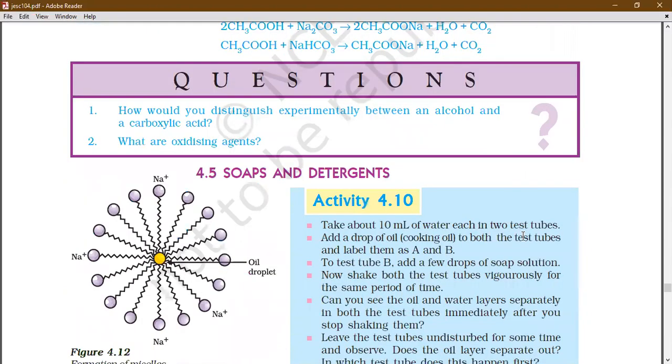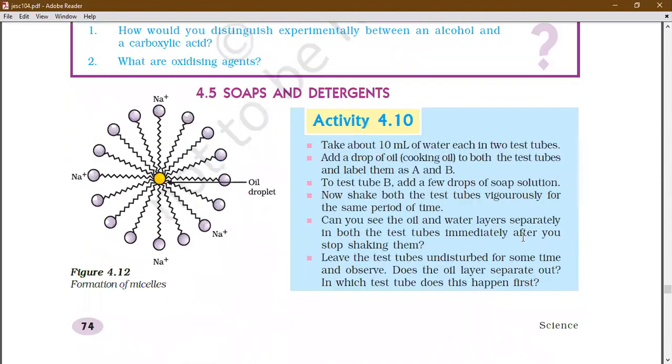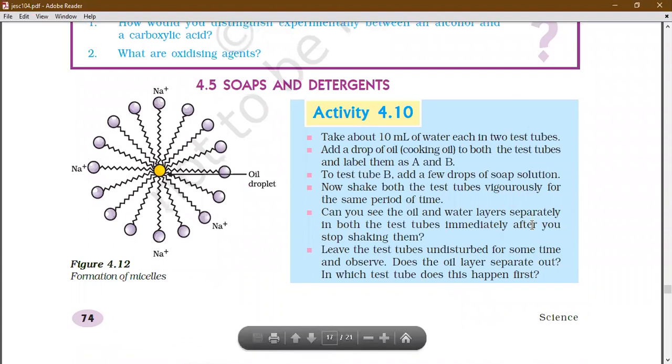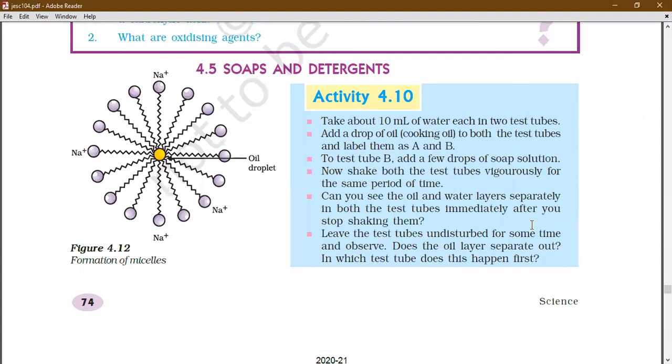Soaps and detergents. Activity 4.10. Take about 10 ml of water each in two test tubes, add a drop of oil into both the test tubes and label them as A and B. To test tube B, add a few drops of soap solution and now shake both the test tubes vigorously for the same period of time.